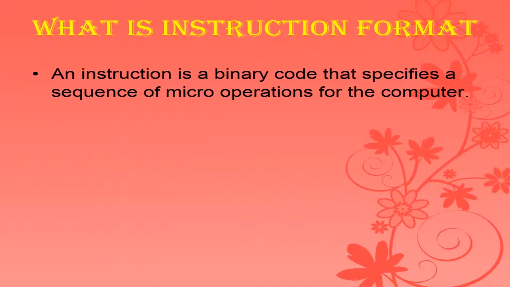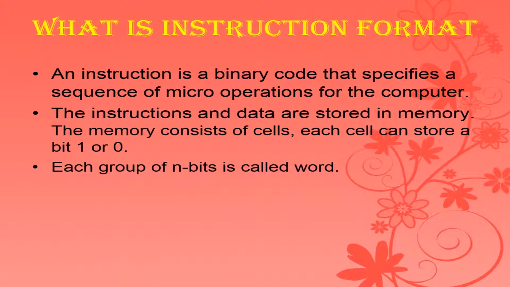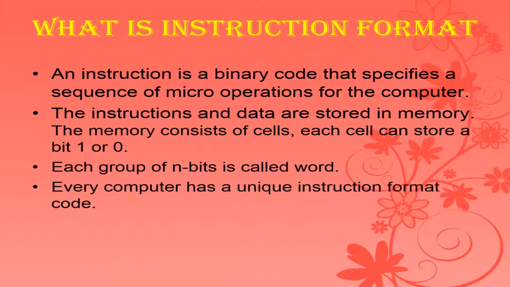An instruction is a binary code that specifies a sequence of micro-operations for the computer. The instructions and data are stored in memory. The memory consists of cells. Each cell can store a bit, 1 or 0. Each group of n bits is called a word. Every computer has a unique instruction format code.